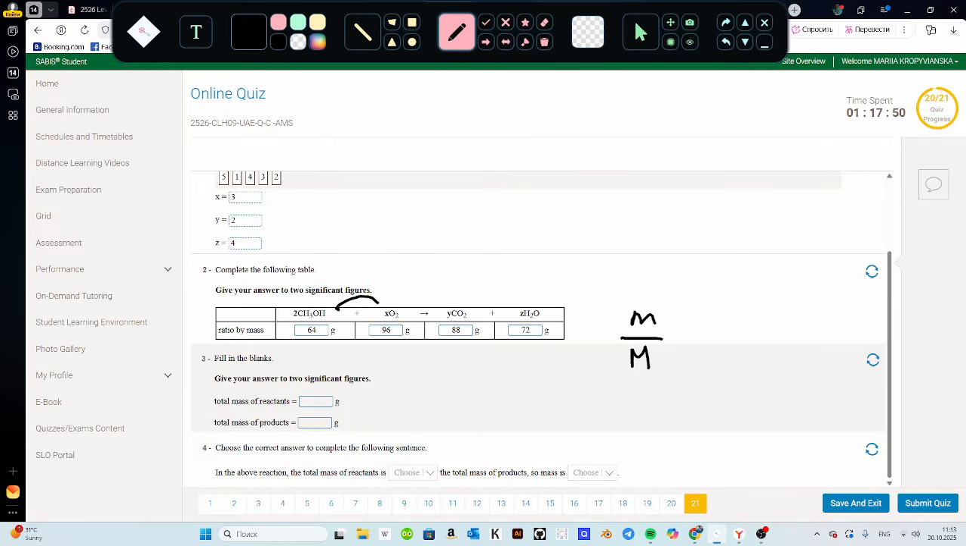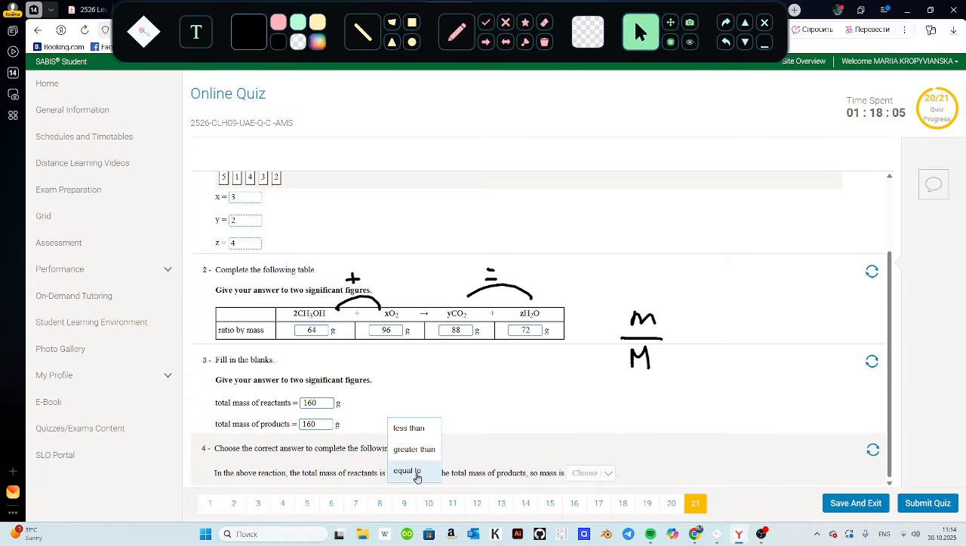Now, total mass of reactants is equal to total mass of products. So basically we add this up. So the same thing is going to be here. It's both going to be equal. So if you put on your calculator 64 plus 96, we get 160. Of course, by the rule, the total mass of reactants is equal to the total mass of products, so it's conserved.